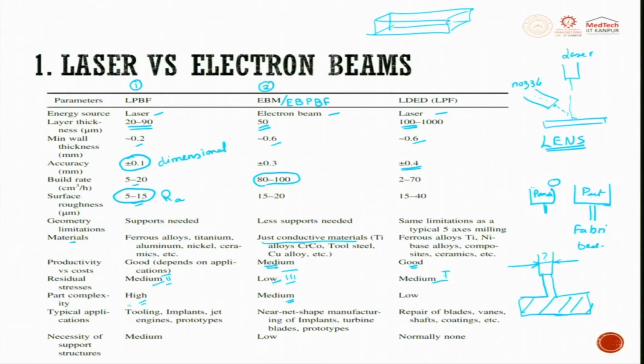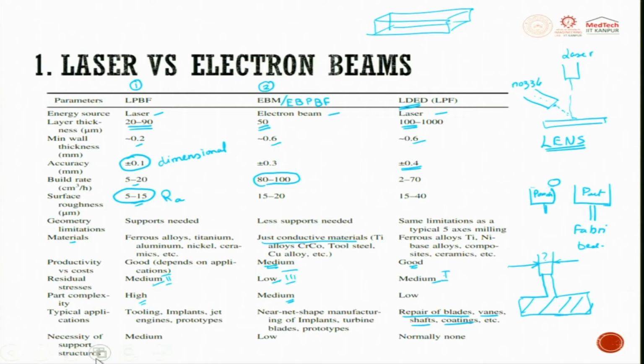But in laser powder bed fusion it is good, and in electron beam machining, you are having to focus, and undercut and all is very difficult with respect to electron beam. So, it is medium. Typical applications you can see are tooling, implants, jet engines, prototyping. Here it is almost the same, and here it will be predominantly used for repair of blades, vanes, shafts, coatings, etc. So, here we predominantly use it for refurbishing and recoating.